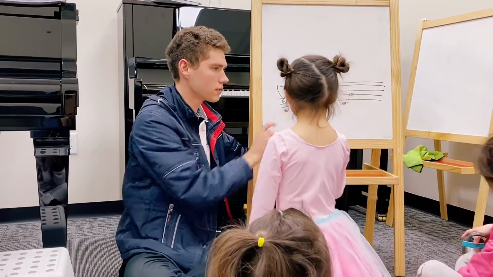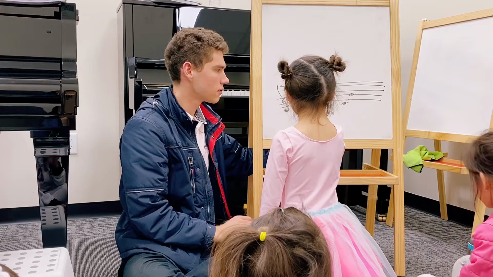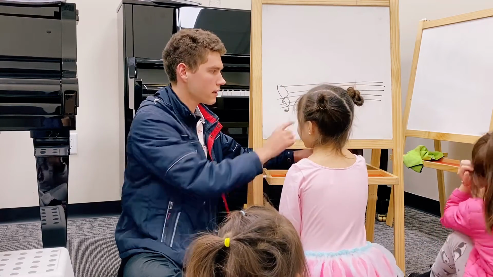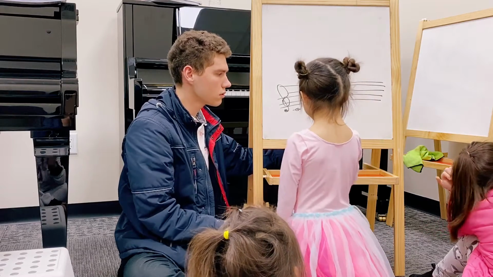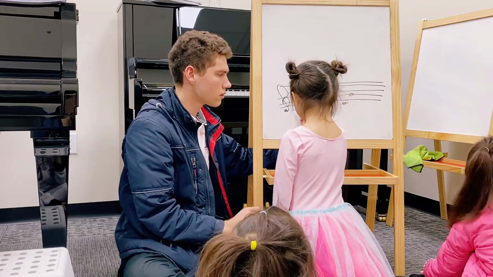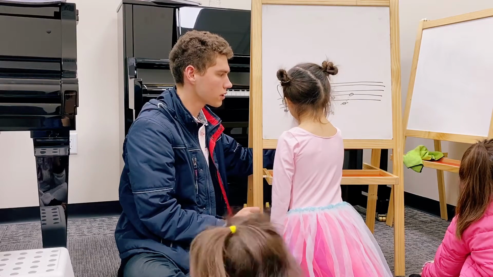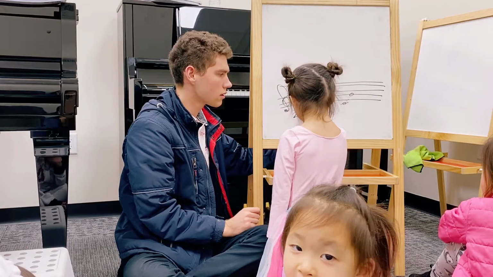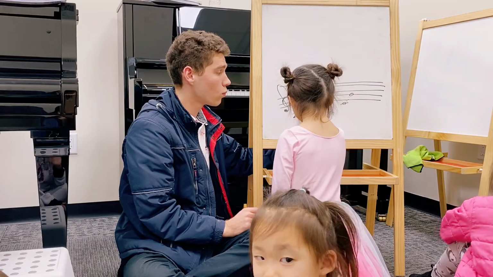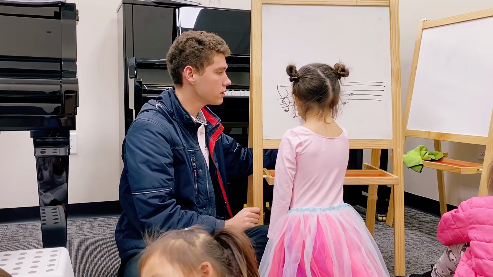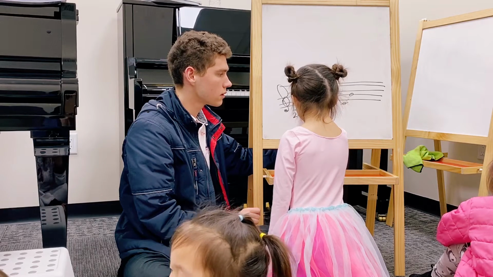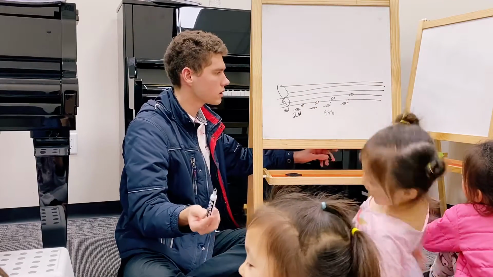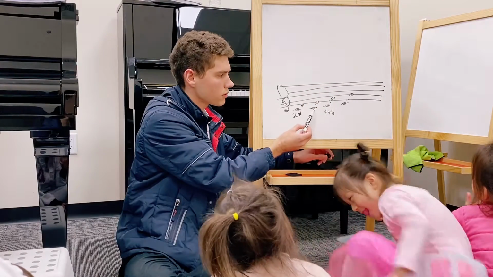Okay, count for me this one. 1, 2. Okay, so what is this? A second. So write down number 2. Oops, you have to use this side of the marker. Yes, and write ND. It will be a second. And write D. Good.